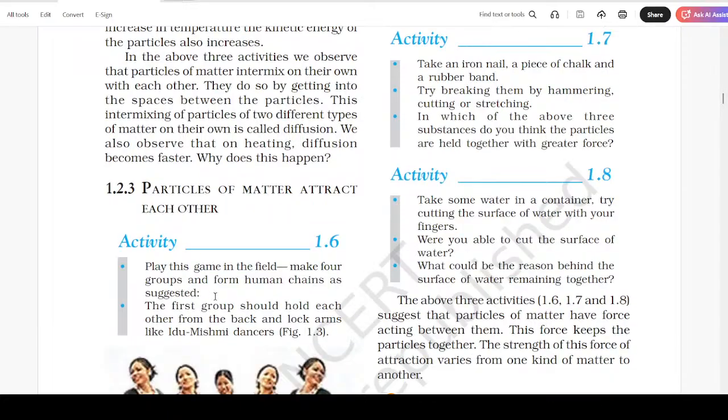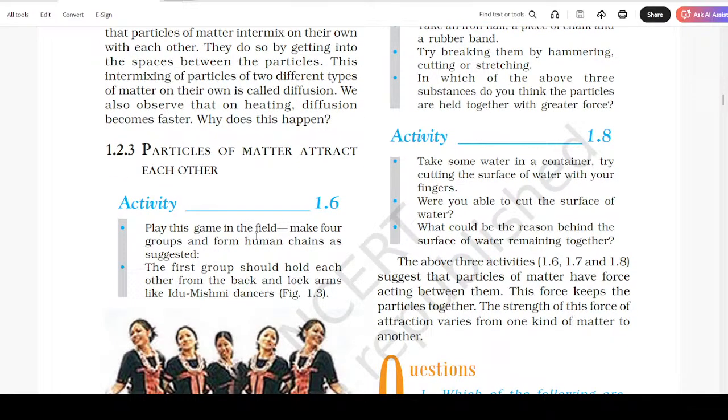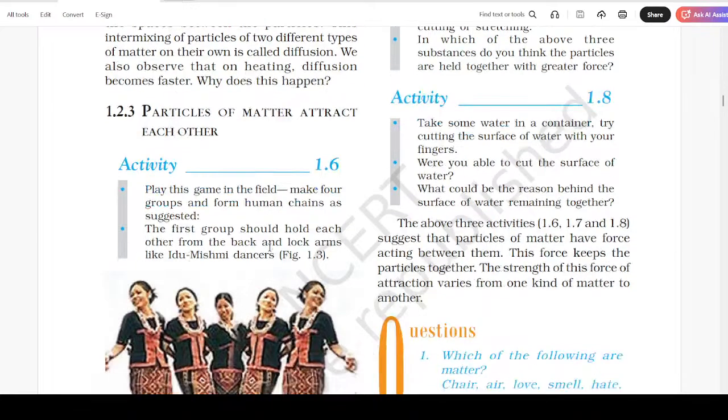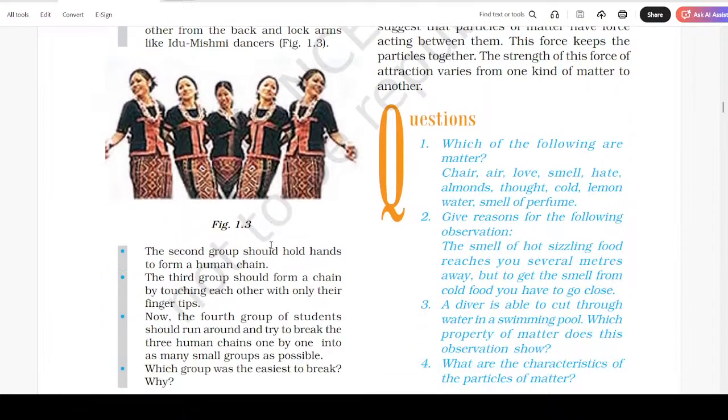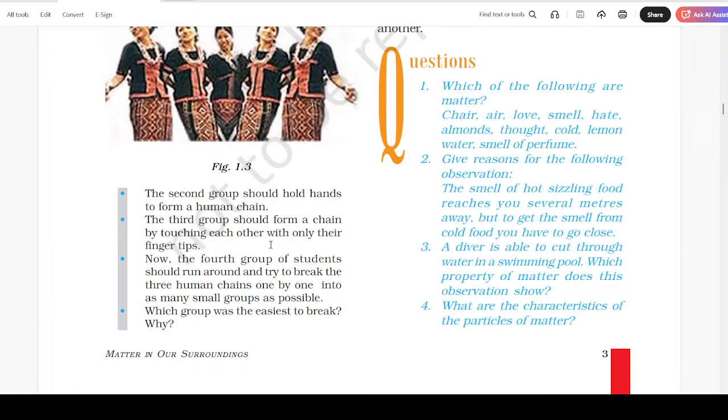Particles of matter attract each other. Activity 1.6. Play this activity game in the field. Make four groups and form human chains as suggested. The first group should hold each other from the back and lock arms like in Kho Kho dances. The second group should hold hands to form a human chain. The third group should form a chain by touching each other with only their fingertips. Now the fourth group of students should run around and try to break the three human chains one by one into as many small groups as possible. Which group was the easiest to break? Why?